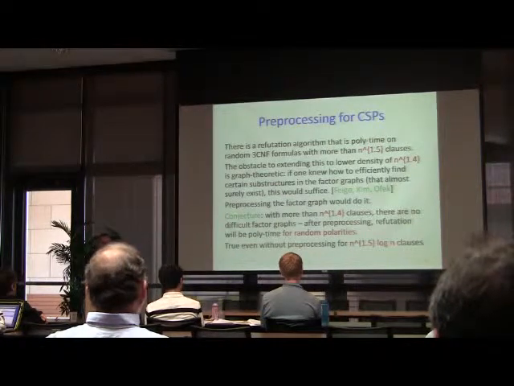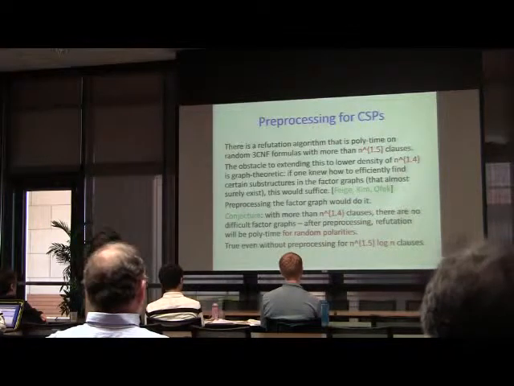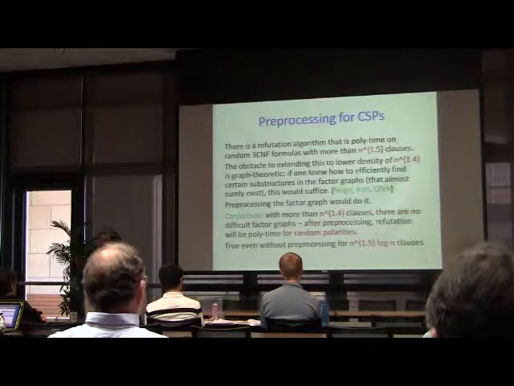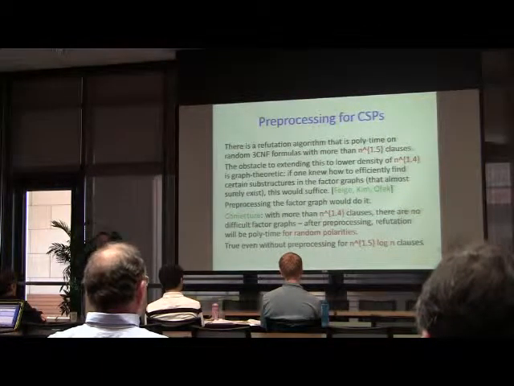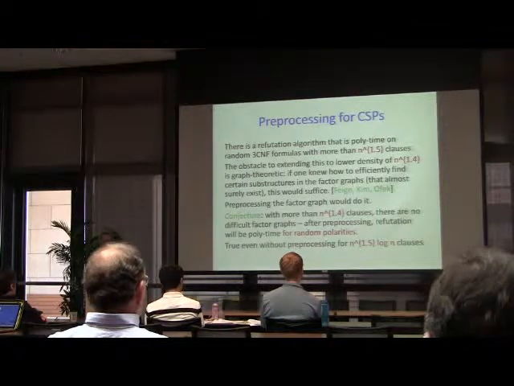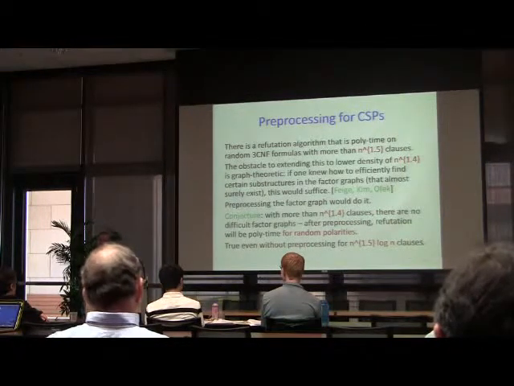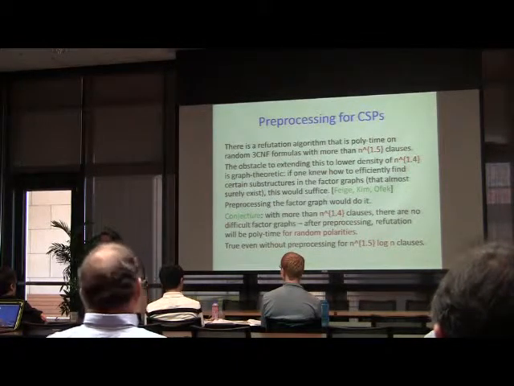So this is the conjecture, and in fact something stronger is true once you have many more clauses. Once you go beyond n to the 1.5 times square root log n, then in fact you don't even need the preprocessing. For every factor graph that you get, if the polarities are random, you can refute the formula. Okay, so this is some indication that maybe something in the structure of the factor graph sometimes makes the problem difficult, and it's not just the polarities.